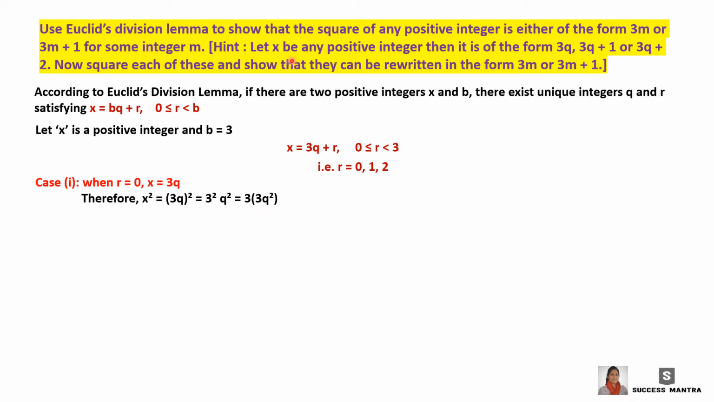From the hint we have been given here, x is equal to 3q, we need to prove x square is equal to 3m. So we know that q square is an integer, so 3q square will also be an integer. So we assume that 3q square is equal to m. So we get m is equal to 3q square, so x square is equal to 3m. So we proved that if x is equal to 3q, then x square is equal to 3m. So our first condition is okay. Now case 2.